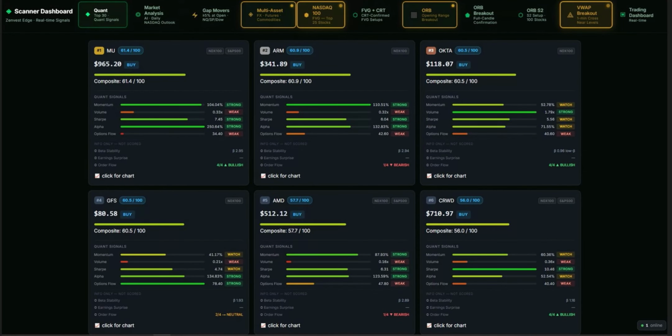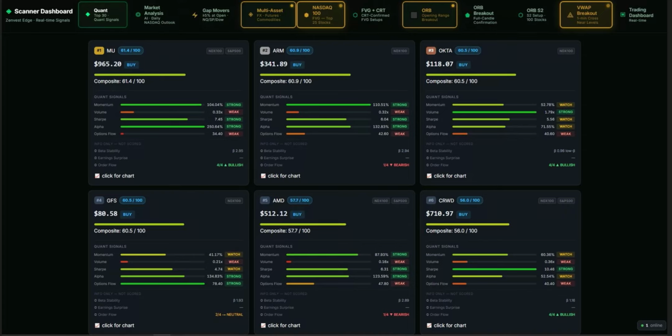Beta stability. Beta measures how much the stock moves relative to the S&P 500. Beta of 1.0 means it moves with the market. Beta above 1.5 means it amplifies market moves. High risk, high reward. Beta below 0.5 means it's market independent. This is where real alpha hides.